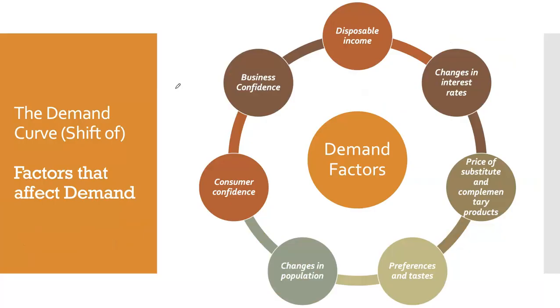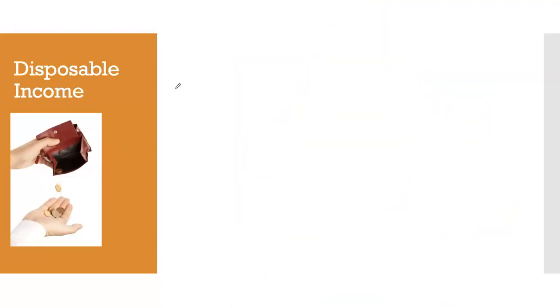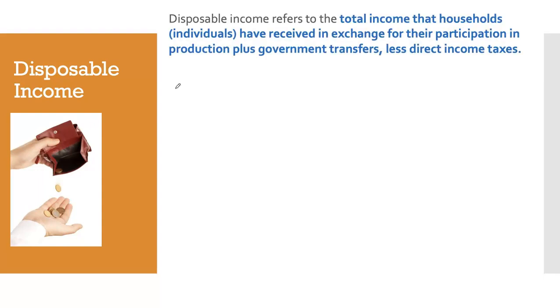The factors that we are going to cover today are the ones in your study design. There are 6 of them. Disposable income, changes in interest rates, price of substitutes and complementary products, preferences and tastes, changes in population, consumer and business confidence. So apologies, there are 7. 7 factors that can affect demand. There are many others, but these are the 7 that I encourage you to talk about in your answers. All of these things will result in shifts, so new demand curves that either increase or decrease demand at all price points. The first one is disposable income.